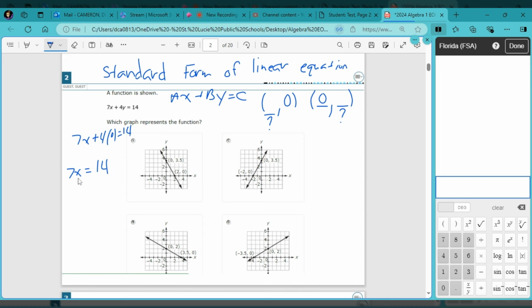Then we want to get the x by itself. What are the 7 and the x doing together? Multiplying. The opposite of multiplication is divide, so divide both sides by 7 to give us that x equals 2. So we know our x-intercept is positive 2, which is here. That's a y-intercept, that's a y-intercept, and that's negative 2. So our answer has to be A, because that's the only one that has the x-intercept correct.